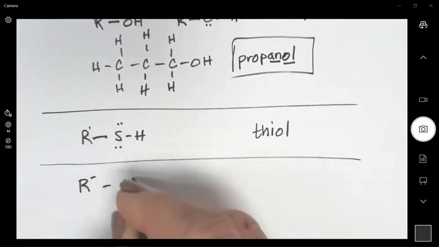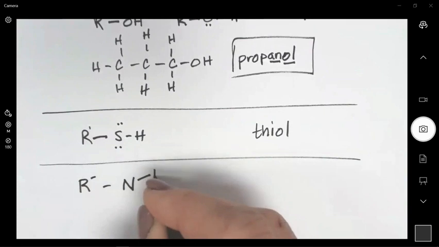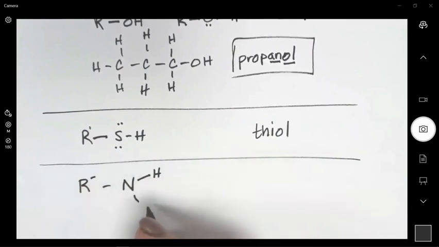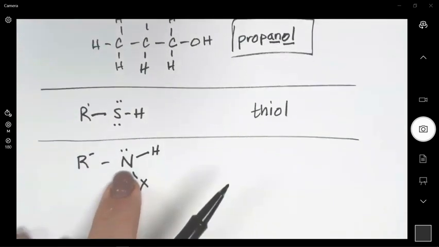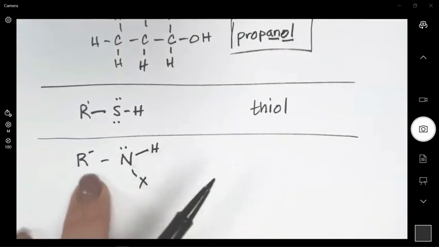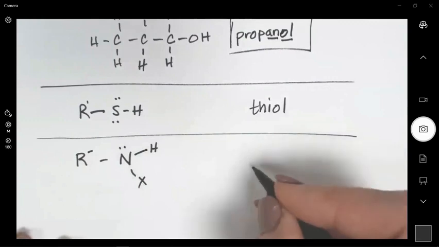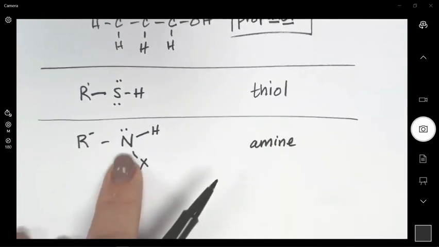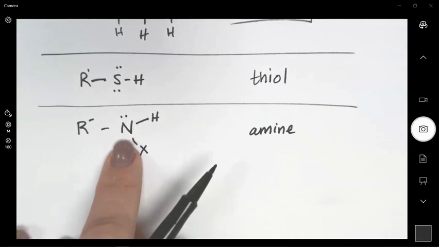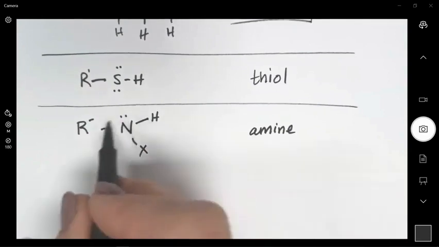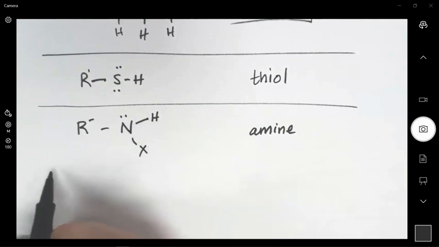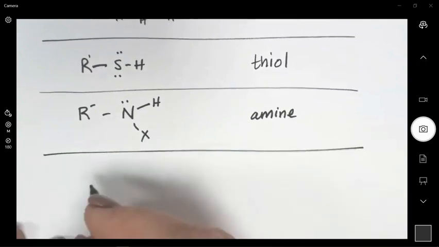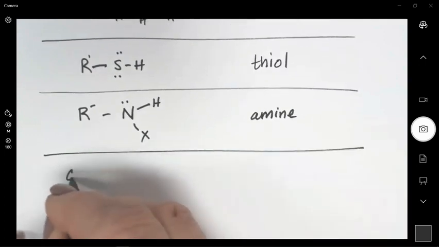Another one is N, right? An H and something else. I'm going to put an X. So when you see N added to a hydrocarbon chain, this is an amine. Reminds you of amino acids, doesn't it? Amine, ammonia, all that stuff, all that's N-based. Then we have what's called a carbonyl.